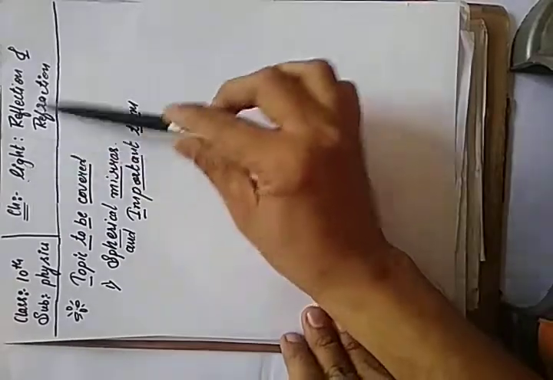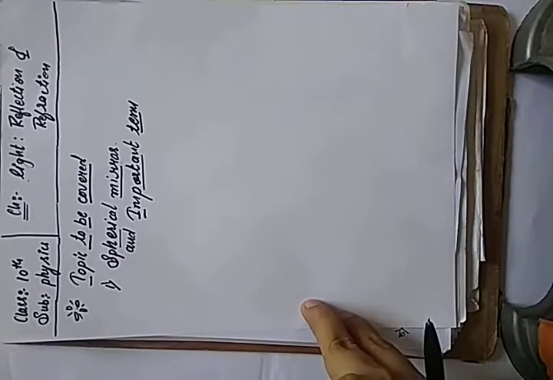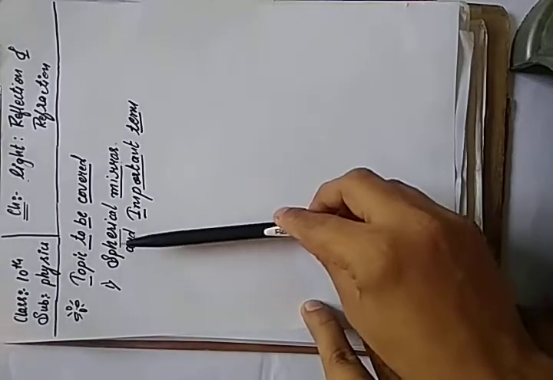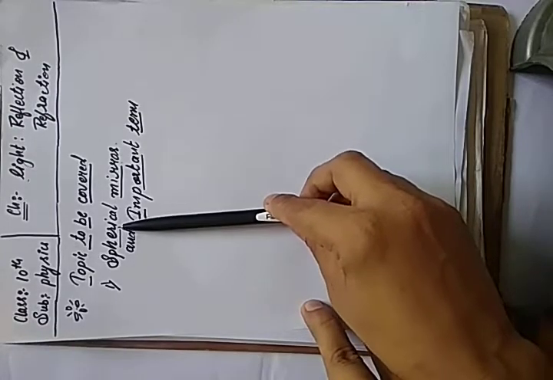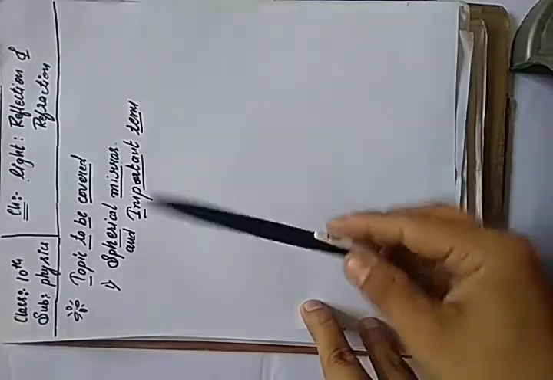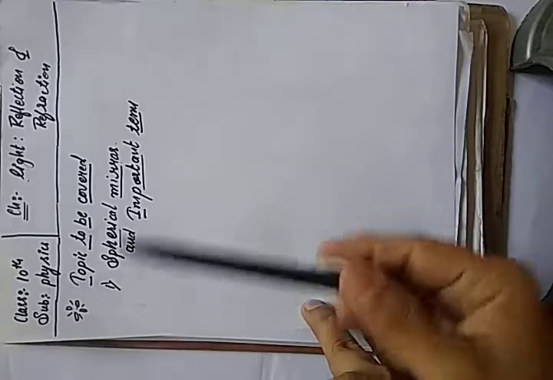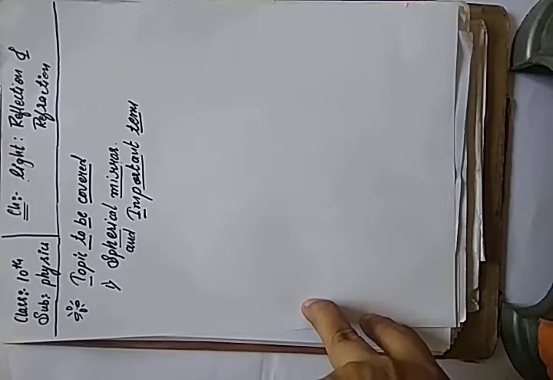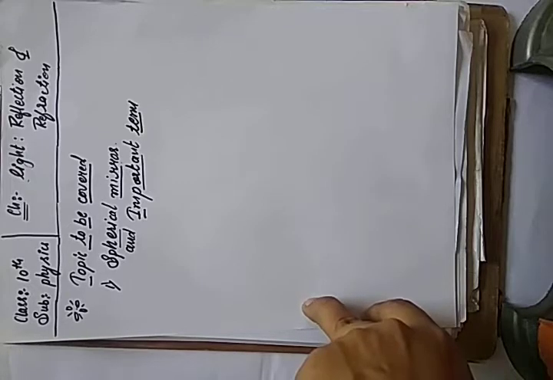We have started, students, the chapter of 10th standard, that is the first chapter of physics, that is light, reflection and refraction. And this is the third part of physics. Today the topic to be covered in the chapter is spherical mirror. We have to understand the meaning of spherical mirror, and then the terms concerned with the spherical mirror. Okay, so let's start the topic.